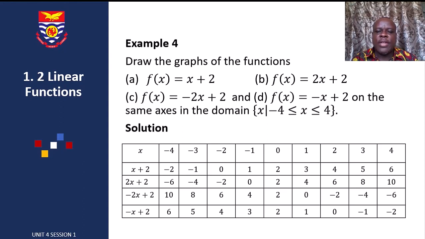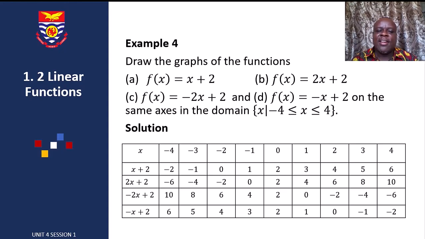So let's look at example 4. Draw the graphs of the functions f of x is equal to x plus 2. That's the first one. The second one, f of x is equal to 2x plus 3. Then the third one, f of x is equal to -2x plus 2. And the last one, f of x is equal to -x plus 2. And we are to draw all these on the same axis using the domain x greater or equal to -4, but less or equal to 4. Let's look at the solution. We will draw a table of values that will help us to do the graph.